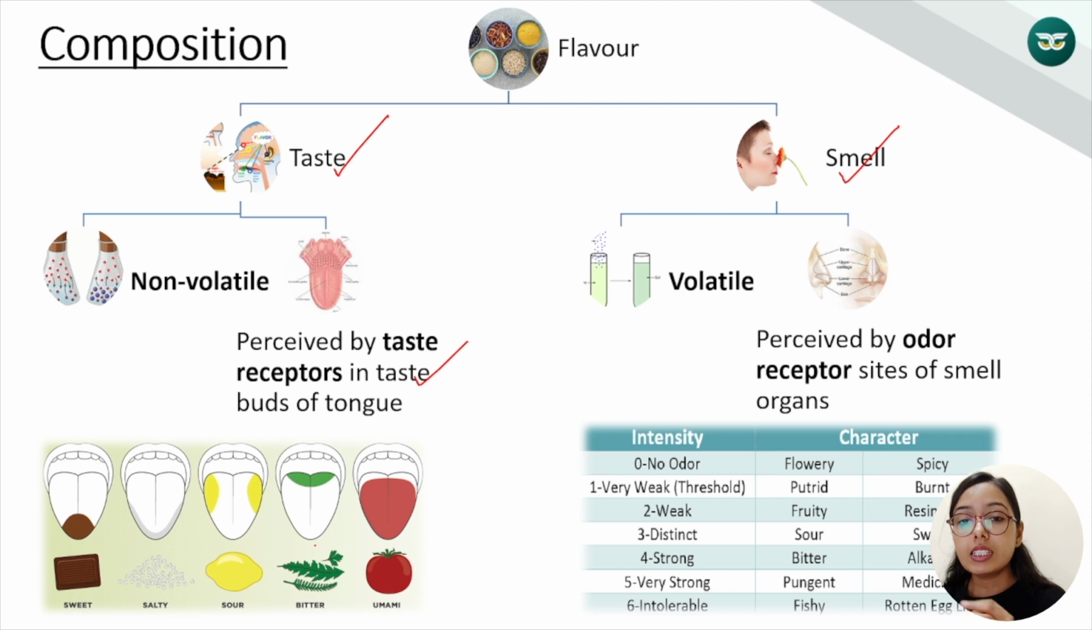Then bitter taste, the taste buds are present at the back of your tongue, and umami, it is the general flavor. We will discuss this flavor also in the end, but the taste bud for this flavor is present as such all around the tongue.